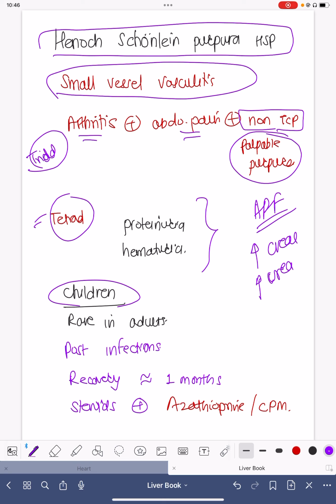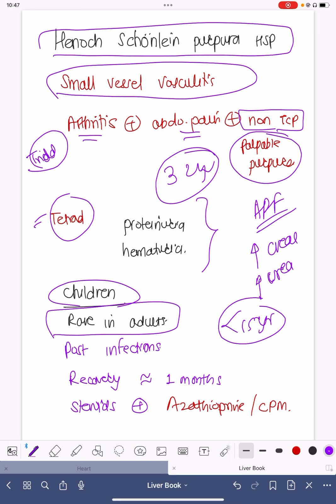85% of the patients will be children of less than 15 years, but rarely this can also be seen in adults. In this particular patient, he was a 32-year-old male, and this is more common in male patients. This is rare in adults like this one, but this patient had all these typical classical signs of arthritis, abdominal pain, non-thrombocytopenia, palpable purpura, proteinuria, hematuria. All the signs were present with a very typical purpura rash.